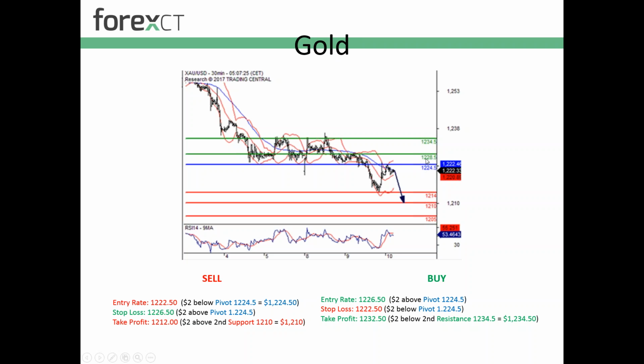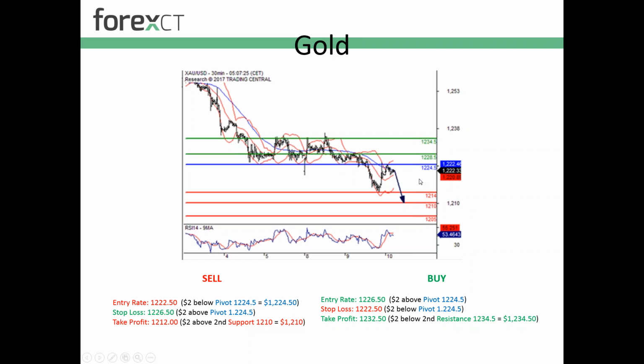Your stop loss again will be above the pivot because this is a sell, so it would be at 1226.50, and then your take profit will be at $2 above that second line of resistance, so at 12.